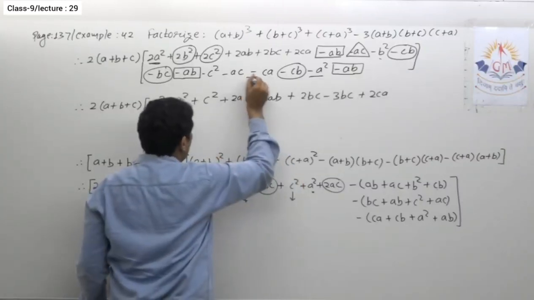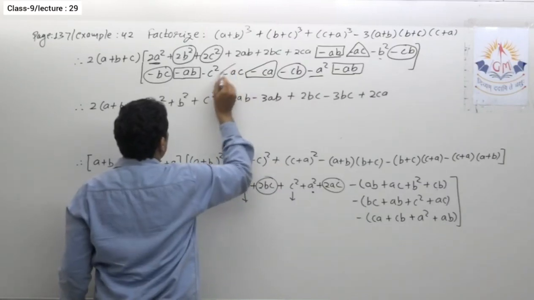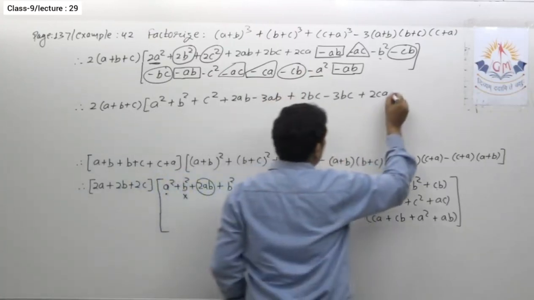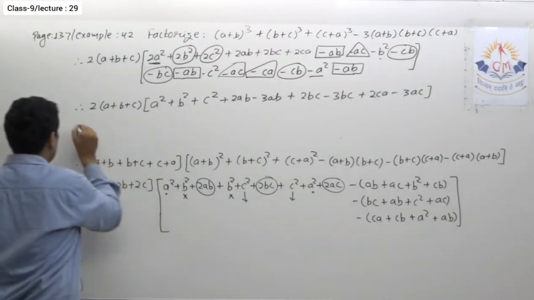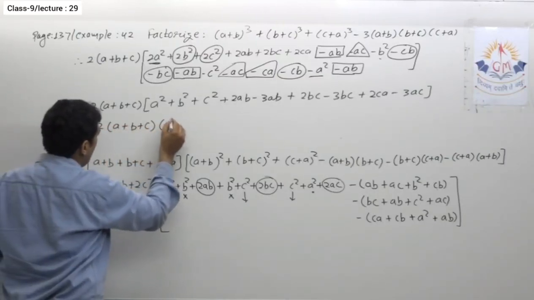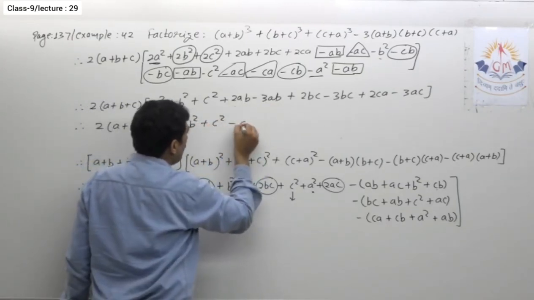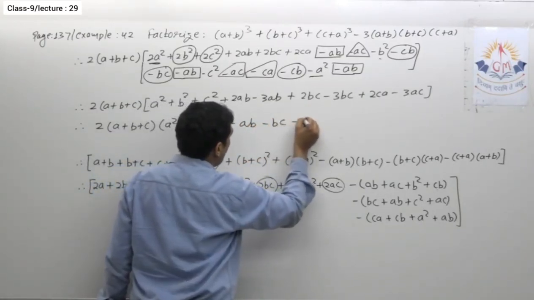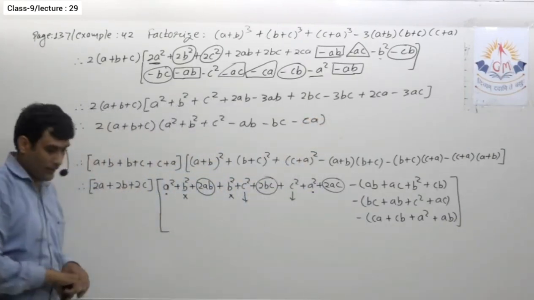Okay, again here we have this minus ac. And this is again minus ac. So this minus ac minus ac minus ac, that is minus 3ac. Okay, now all terms have been taken. So finally here it is 2a plus b plus c, and over here I have a square plus b square plus c square. Now 2ab minus 3ab is minus ab, 2bc minus 3bc is minus bc, and again here it is minus ca. So this I can say is my final answer.